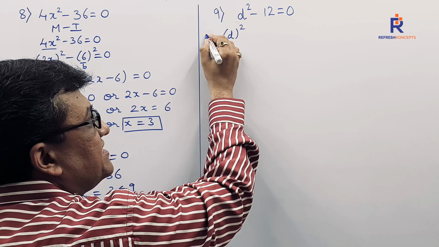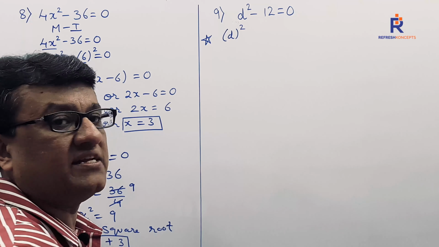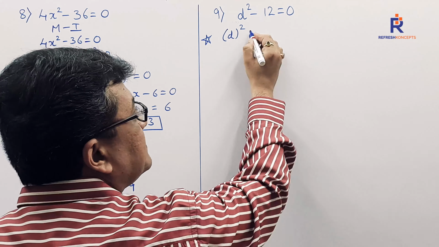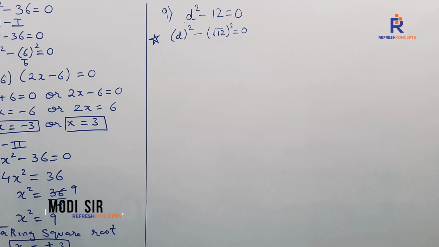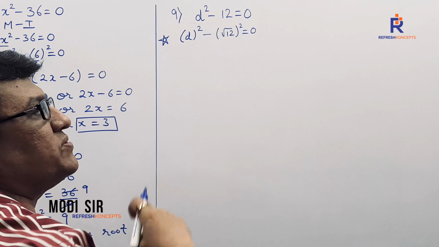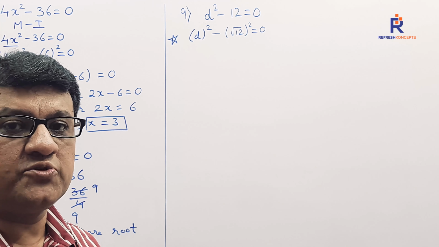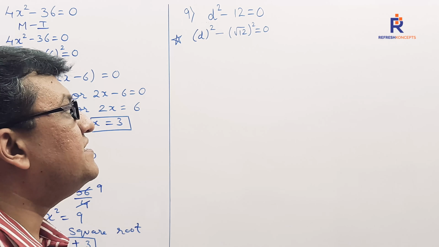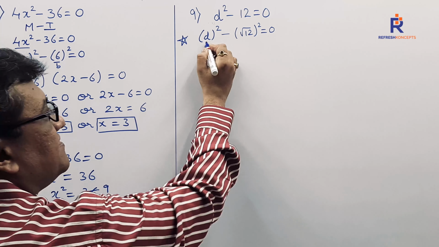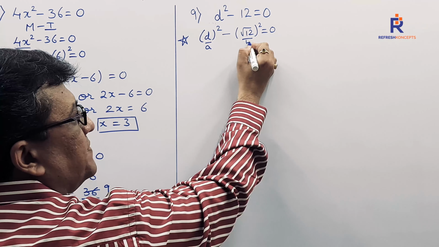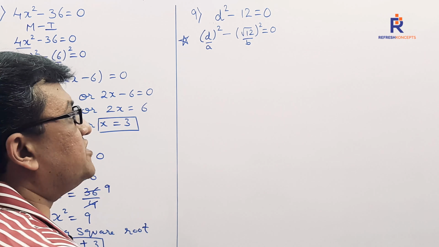So if you want, you can take this as an important step. Can I say d the whole square minus root 12 the whole square? Root 12 the whole square is nothing but 12 itself. Now have I converted it into a square minus b square? Indeed. Again, this is my a, this is my b. The answer is a plus b, a minus b.